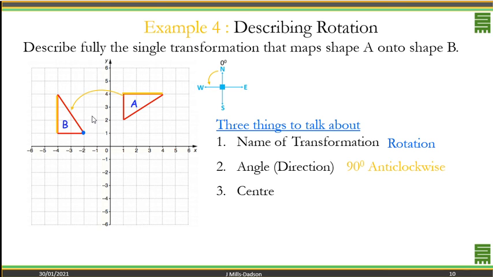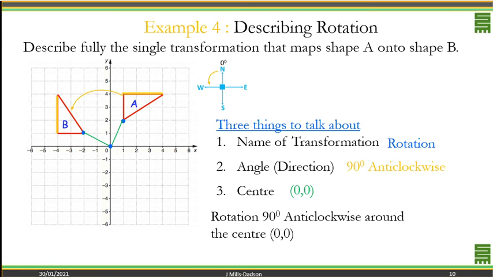Pick 2 points to form your angle. So moving this way, the angle should be something like this. That's the angle. Where should this be? This point doesn't make sense because this line is shorter than this line. But what about this point? That's it. So like I said, continuous practice will help you really spot it clearly. So we now know that the center is 0, 0. So we say rotation 90 degrees anti-clockwise around the center, 0, 0.